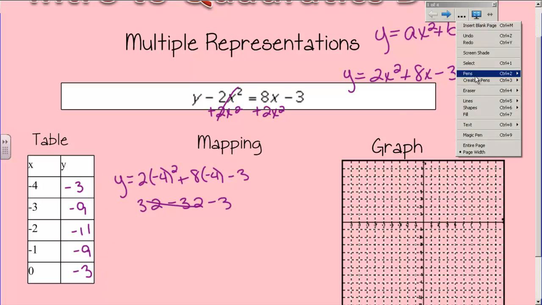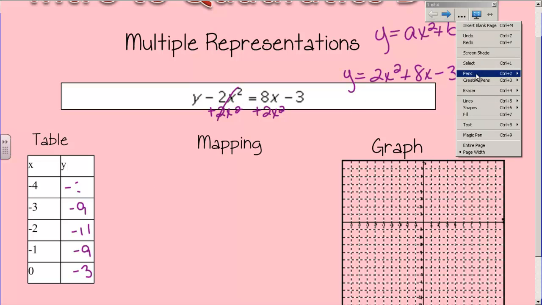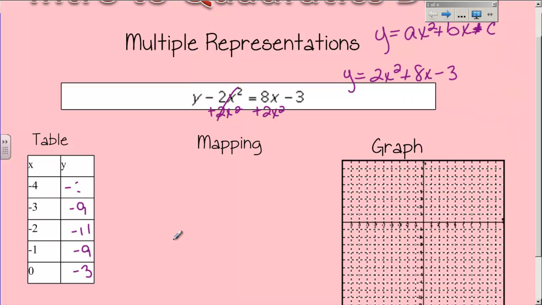So I now have a table, and so I have represented this in multiple ways. I have represented it as a function right here. I've now represented it as a table, and now we're going to represent it as a mapping. You have seen a mapping before, it's just been a while.